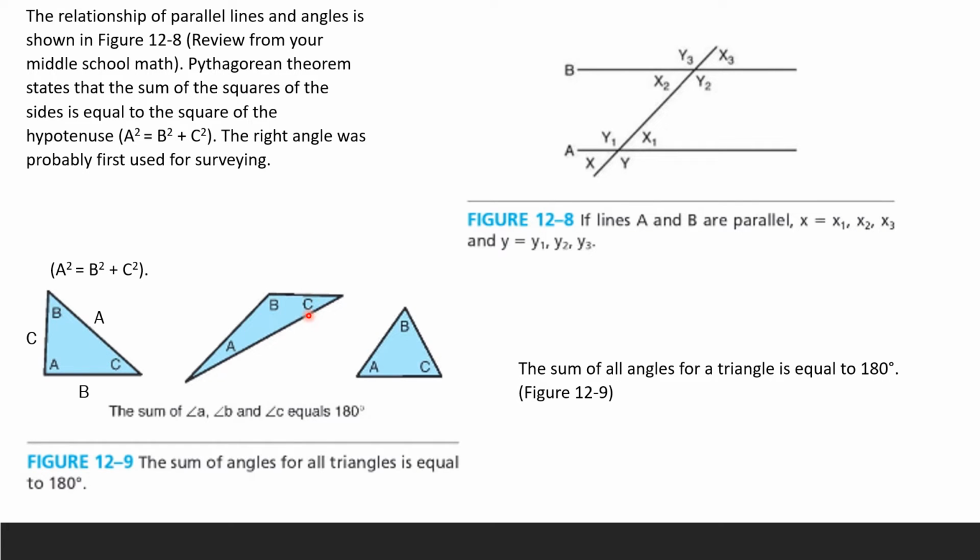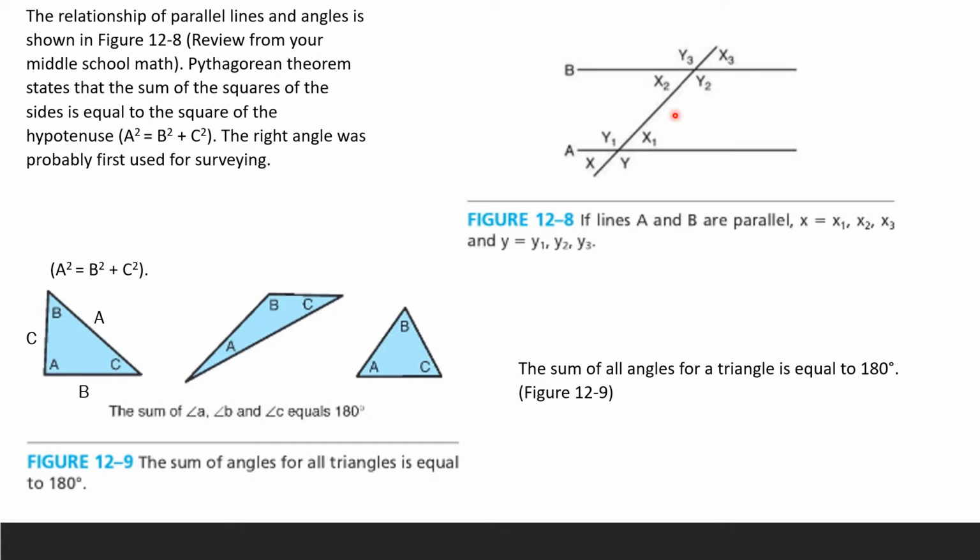The Pythagorean Theorem states that the sum of the squares of the sides is equal to the square of the hypotenuse. Okay, so when you take a look here, you're going to see in this case that a square is equal to c square plus b square. So we usually give a little b for the side for the angle B, little c for the side for the angle C, and little a for the side for the angle A. So that's just your Pythagorean theorem review.